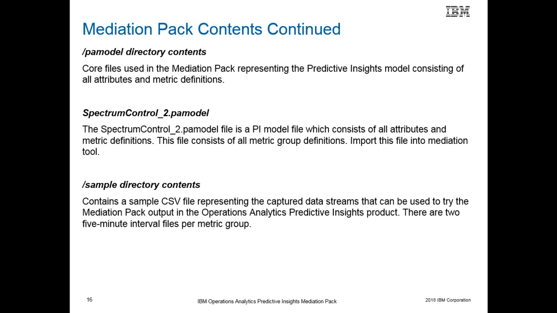The PA model directory contains the Mediation Pack model, which consists of the attributes and metric definitions. This file is imported into the Predictive Insights product using the mediation tool. The sample directory contains a sample CSV file representing the sample captured data streams that can be used to try the Mediation Pack output in the Predictive Insights product.